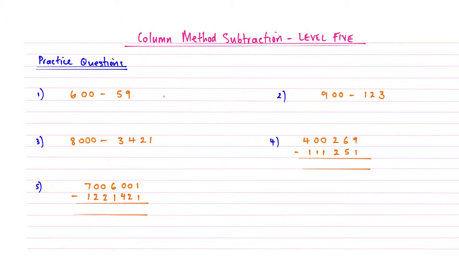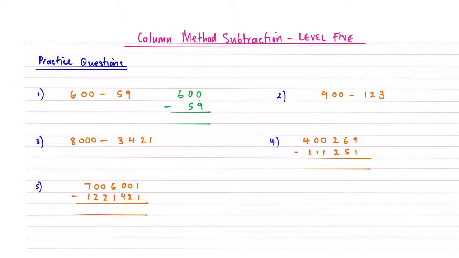So 600 subtract 59. So I'm going to set up the actual column method here. So we've got 600 take away 59. So we need to make sure the order is correct. The number that we're taking away has to go at the bottom. With subtraction, the order is ridiculously important. So we've got 600 there, subtract 59, so let's go through.